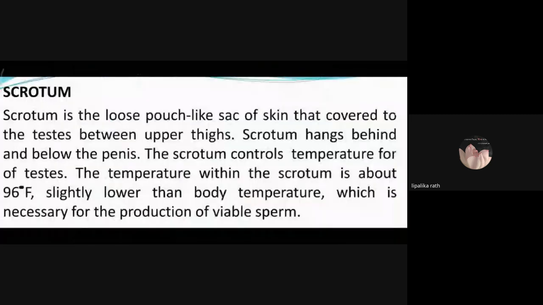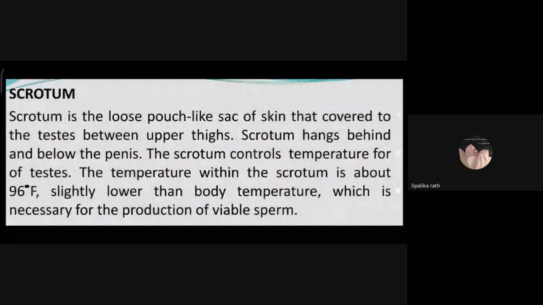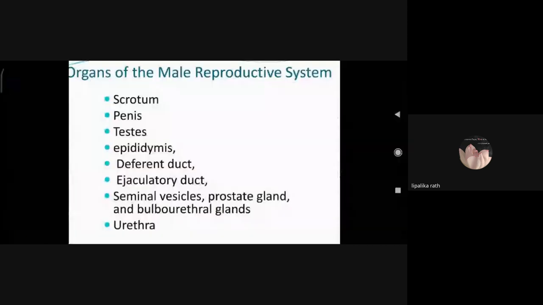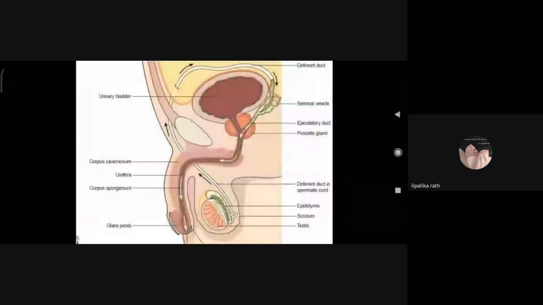Excuse me, ma'am, what you are telling, another word for, can you show that slide? This one? No, the previous slide. Yes, this one. That vas deferens in the spermatic cord, you are telling another word. What is that other word? That is vas deferens. V-A-S, vas deferens. Okay, vas deferens. Okay.